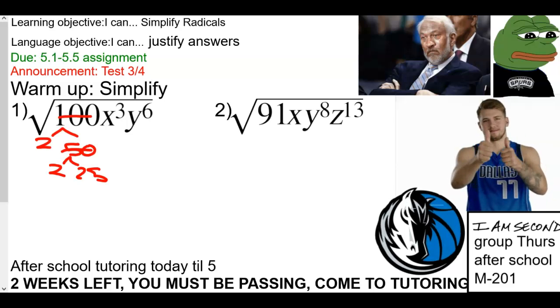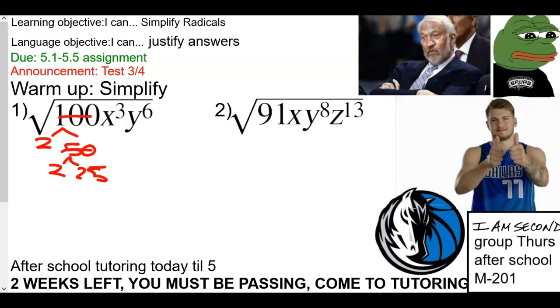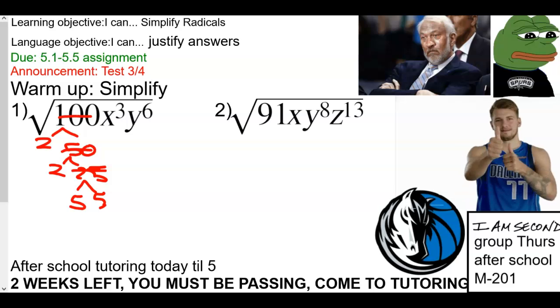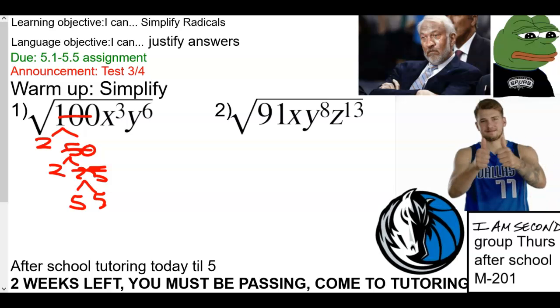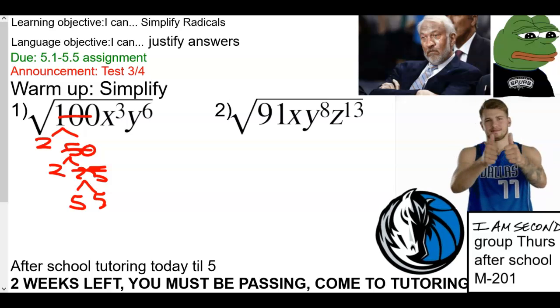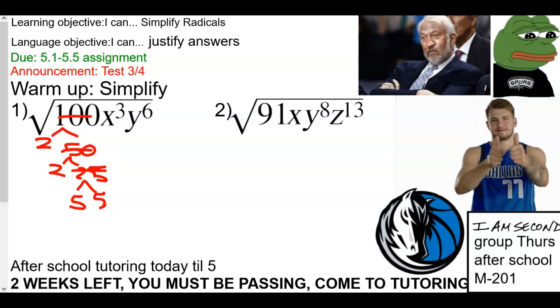Break down that 100 in this factor tree, okay? And then we're going to circle our pairs. We said we had a pair of 2s and a pair of 5s. So we circle the 2, the 5, and we cross one out.